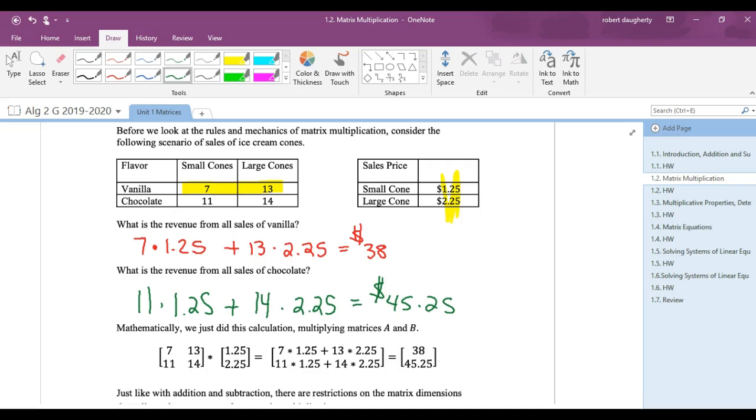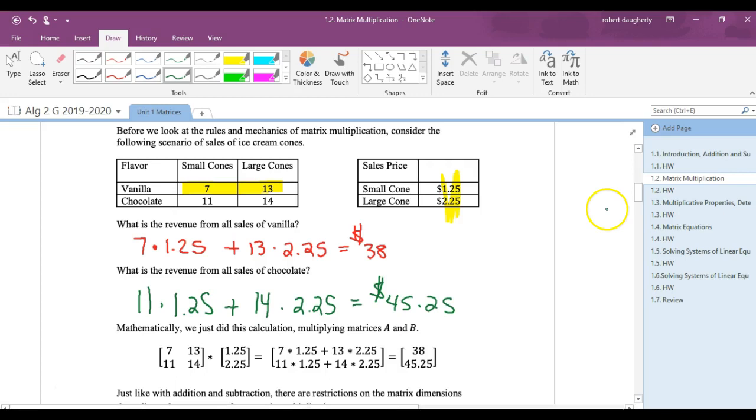That's not a row, that's a column, okay? So the column of this. So it looks like to get this answer, it was this row, first row, and this first column. To get this one down here, it looks like I used the second row and the first column over there. So matrix multiplication is a row by column operation.